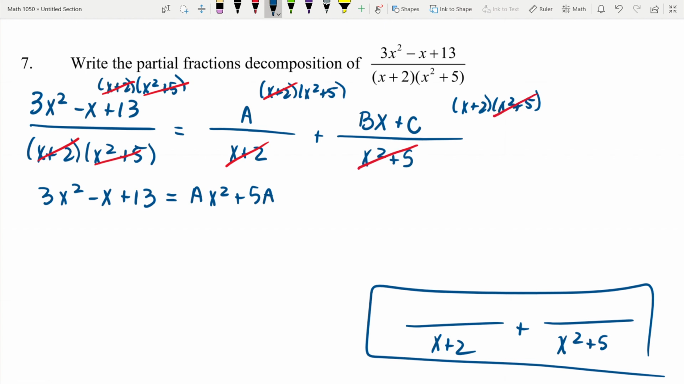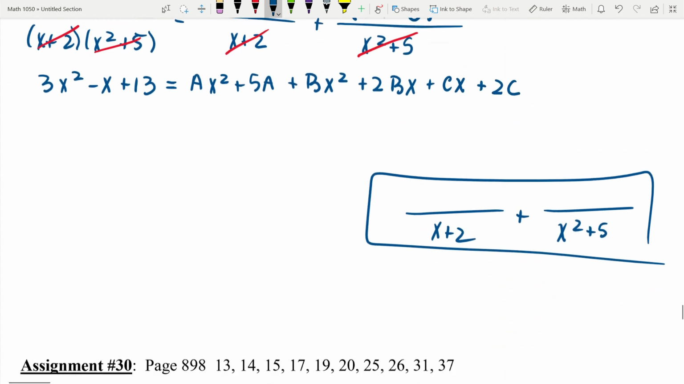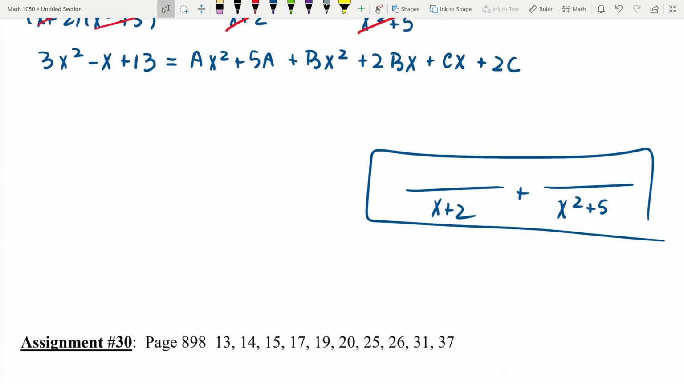Now you have to be careful, guys. Listen, it's not just the c that's multiplied by the x plus 2. It's the entire thing. So I have bx plus c multiplied by x plus 2, so I have to FOIL that. So I go bx times x is bx squared. Bx times 2 is 2bx. C times x is cx, and c times 2 is 2c. So there's my setup. Okay?